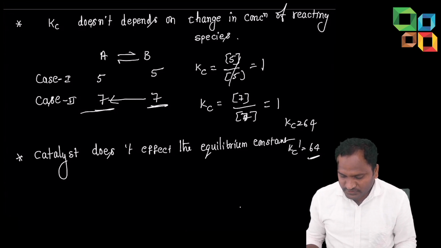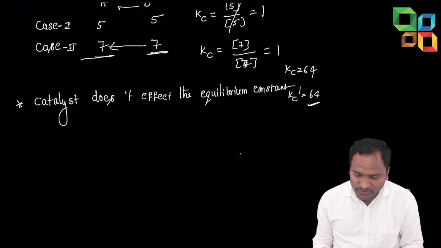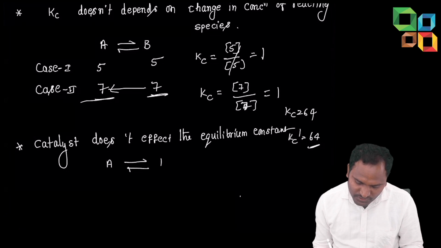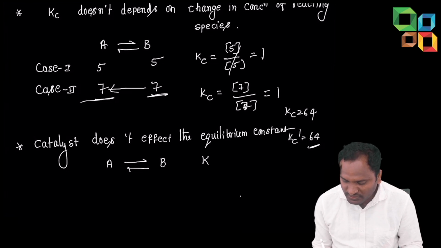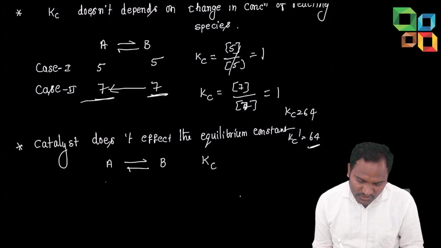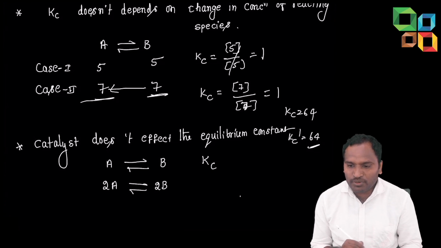Next, one more point I am going to give, students. Here, A is in equilibrium with B. Here, I am taking the equilibrium constant as Kc. Observe, students, while I explain, please don't copy it. Next, if I multiply this system with any factor, I am multiplying with 2.